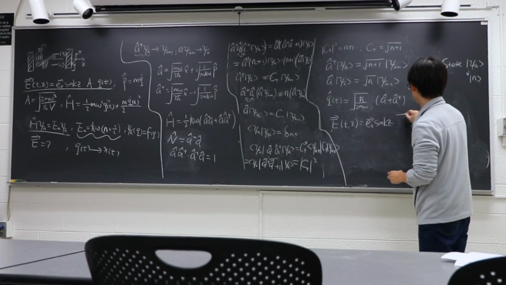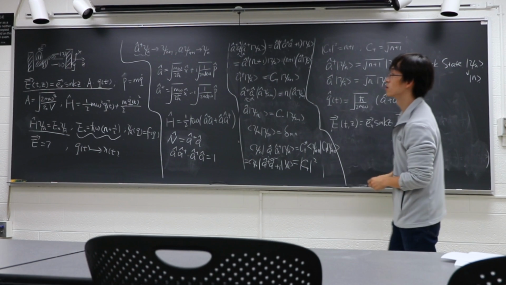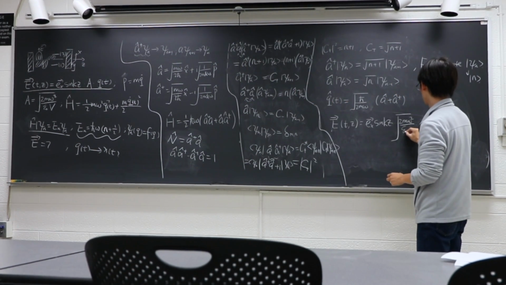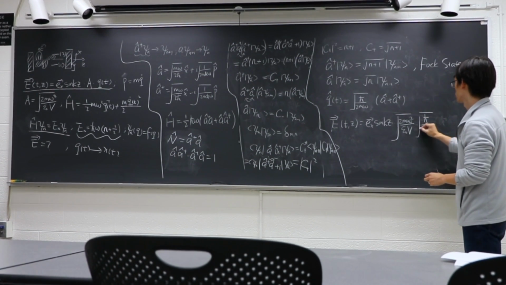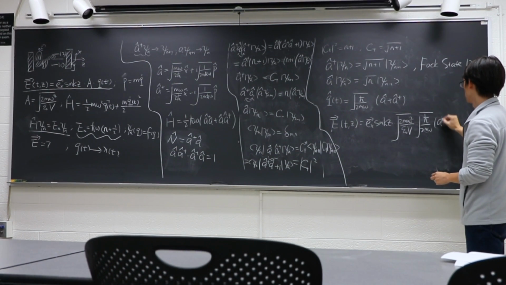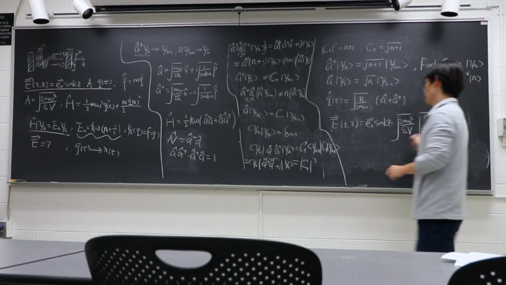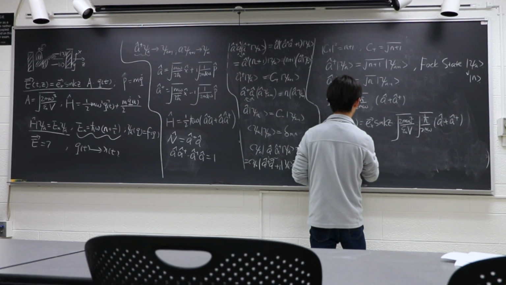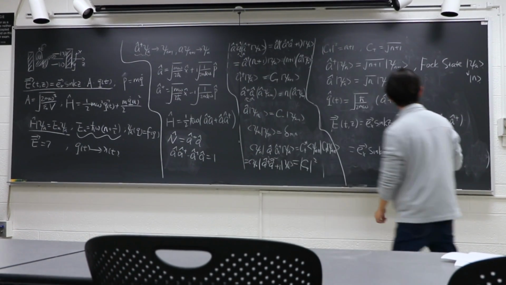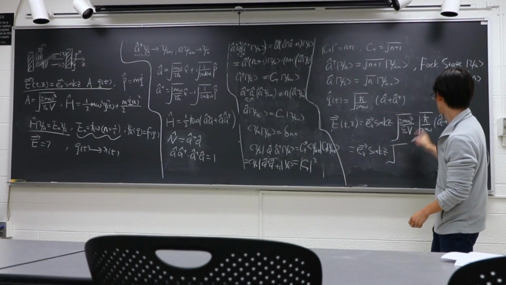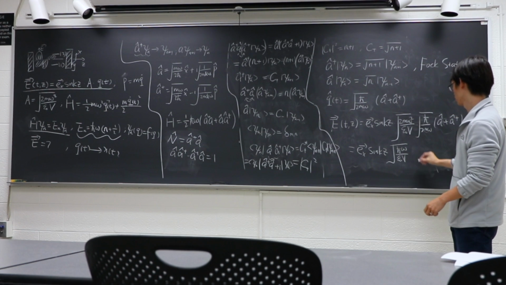Okay, and A is 2m omega squared epsilon V, okay, times h bar 2m omega, and you cancel out these terms. And what's left inside is h bar omega epsilon 0 V. Okay, A.